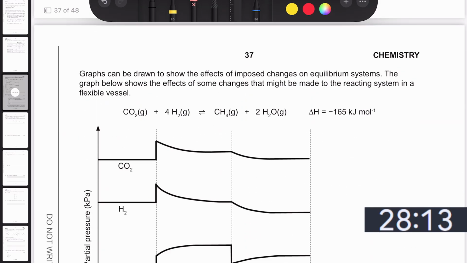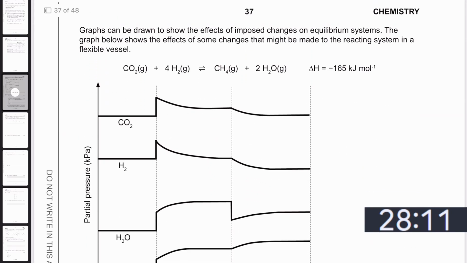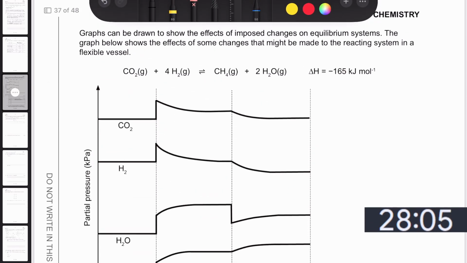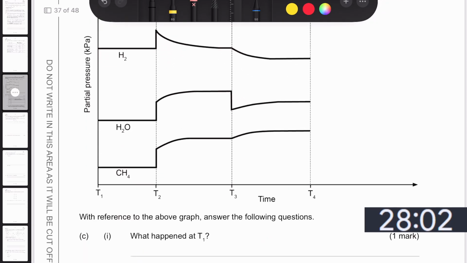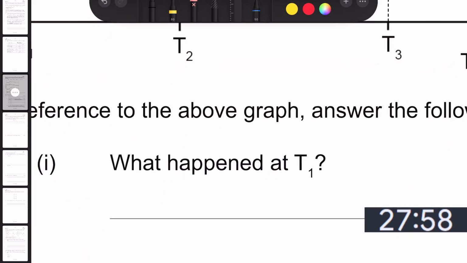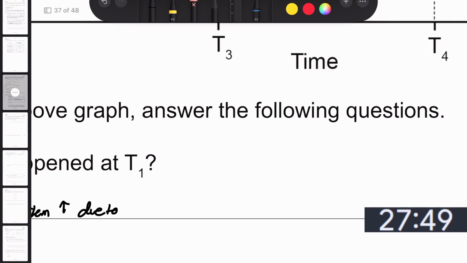Graphs can be shown to show the effects of the imposed changes on equilibrium systems. The graph shows the effects of some of the changes made to a reacting system in a flexible vessel. I'll say pressure of system increase due to a sudden decrease in volume.